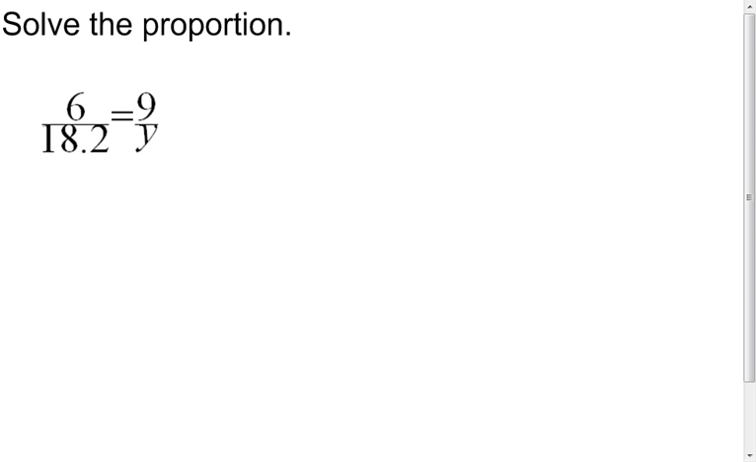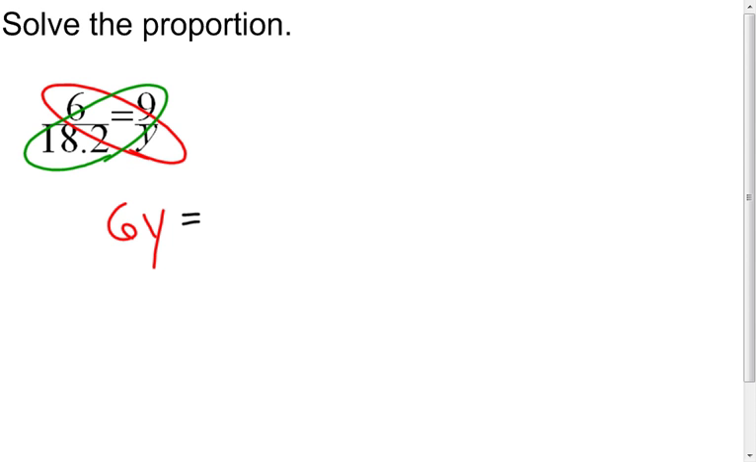Because when I get here and I want to solve this proportion, I think one of the most effective, most efficient ways, is to use that cross-multiplying method, where I cross-multiply. 6 times y, I can do that in my head and get 6y. It's going to equal, now I have to cross-multiply going the other way. Now I'm going to take the 9 times the 18.2, use my calculator, and I end up with 163.8.